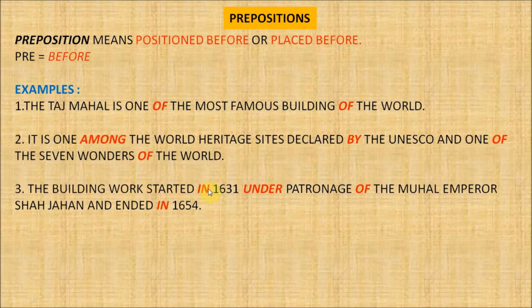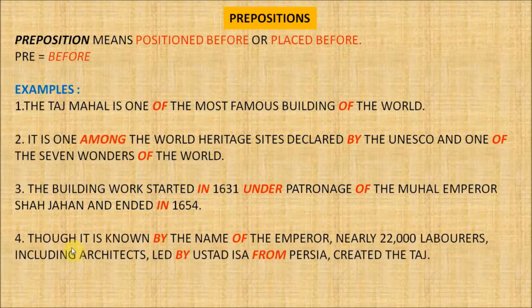The building work started in 1631 under the patronage of the Mughal Emperor Shah Jahan and ended in 1654. So in this sentence, in is placed before a date and tells us about the period of time used for the action of building. Under is placed before patronage, and of is placed before Mughal Emperor Shah Jahan; they tell us about the people who planned, funded and executed the work.